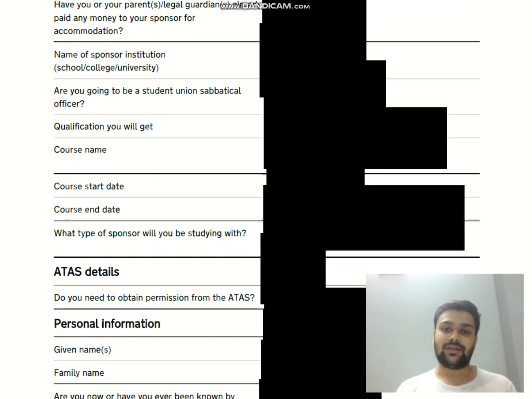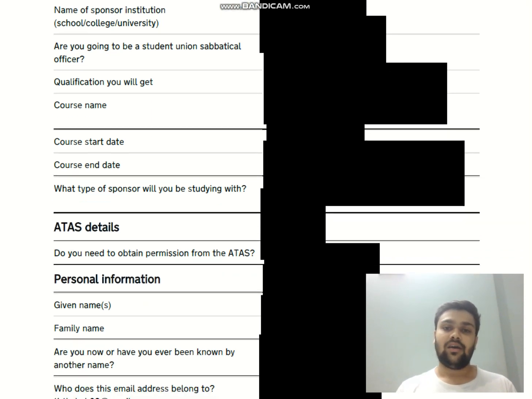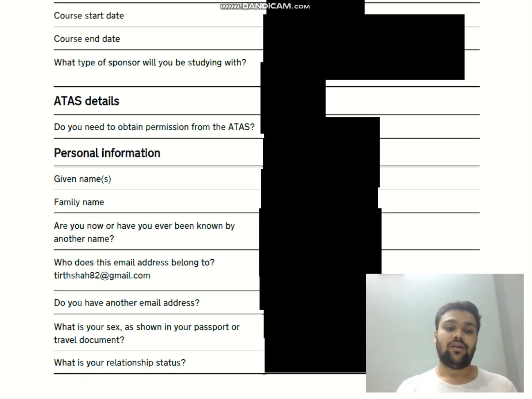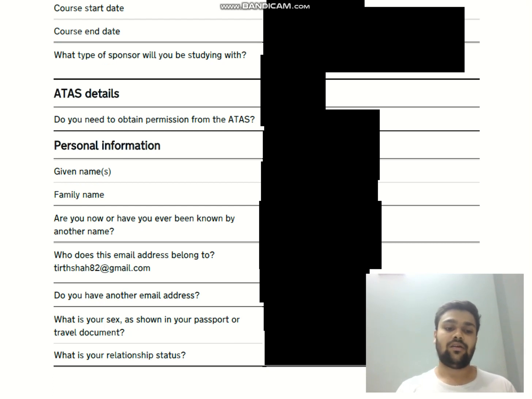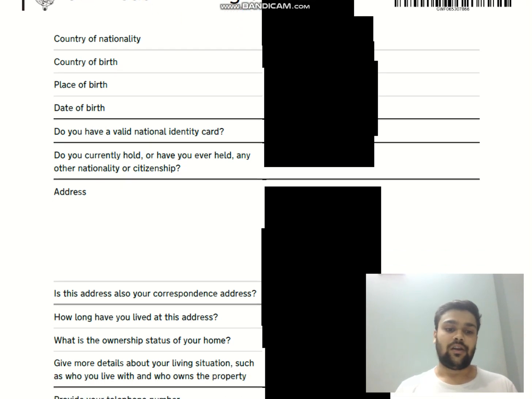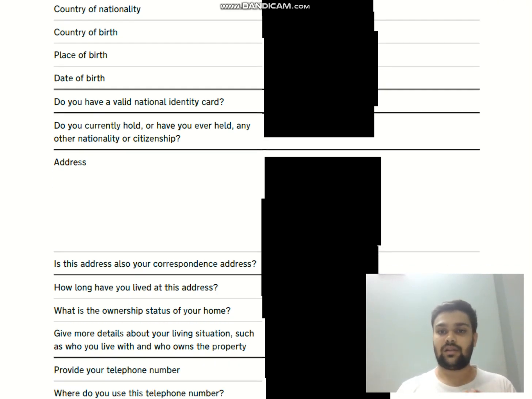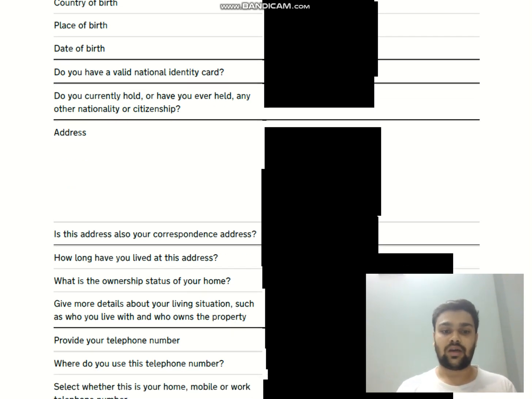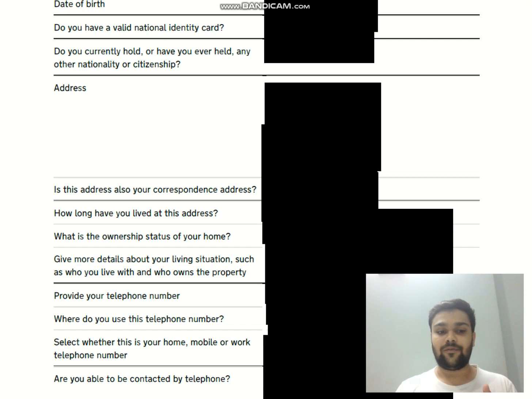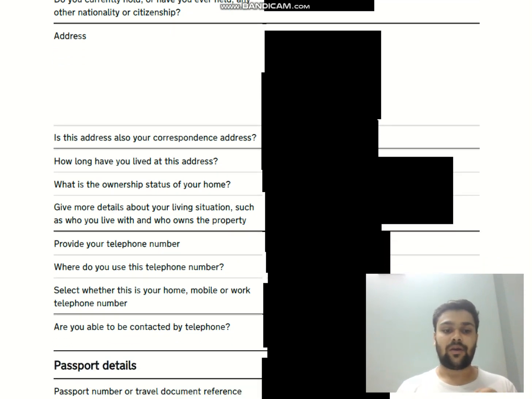Then comes the ATAS certificate. So ATAS certificate is required when a subject deals with the development or delivery of weapons of mass destruction. Then comes the personal details. Your name, your email address, what is your relationship status, country of nationality, country of birth, place of birth, date of birth, your address. Is this address also your correspondence address? It means that are you still staying at that address? How long have you been staying at this address? Who owns the house? Then you have to provide a telephone number. Is this the number that you can be contacted?